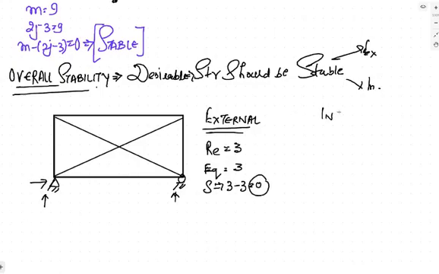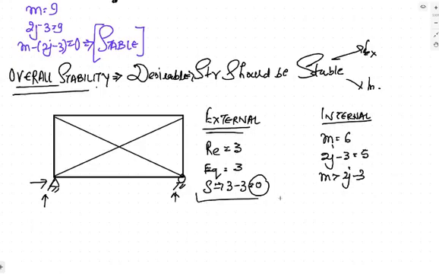Now you check for the internal case. Internally, m, the number of members, is equal to 6, and 2j minus 3 is equal to 5. Now m is greater than 2j minus 3, so this is stable internally also. It means this particular structure is overall stable. This is overall stable.